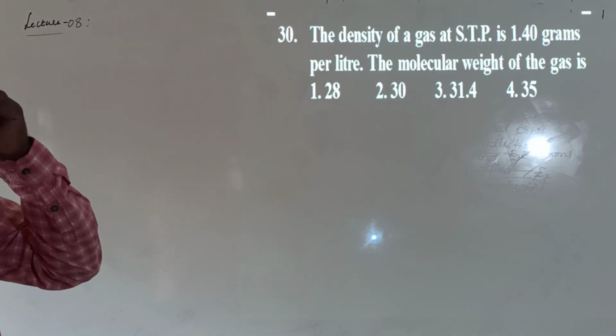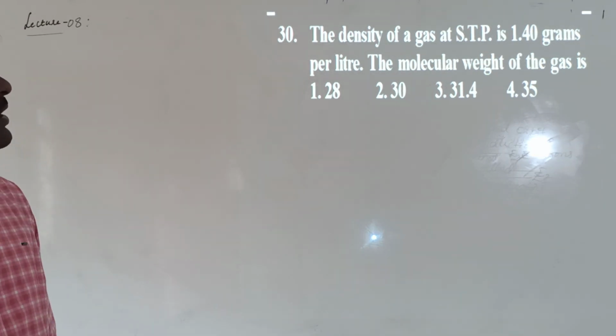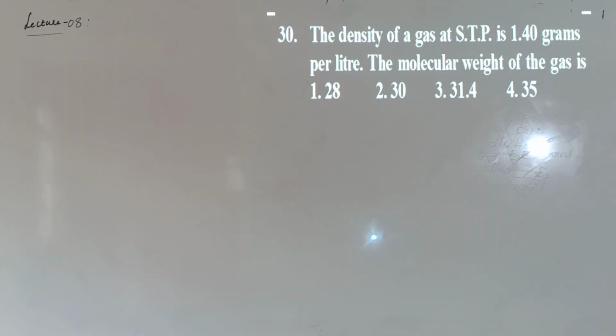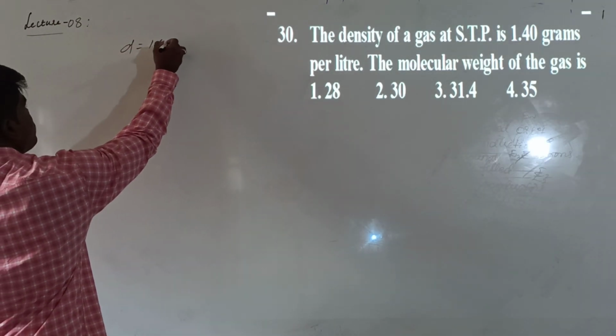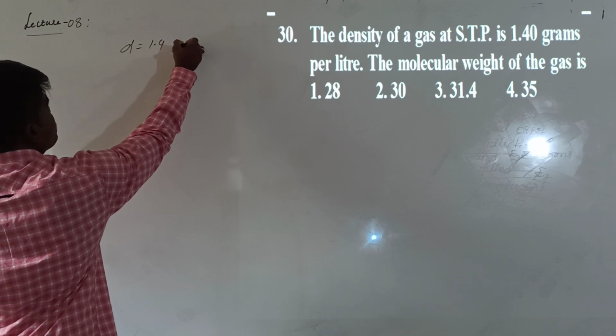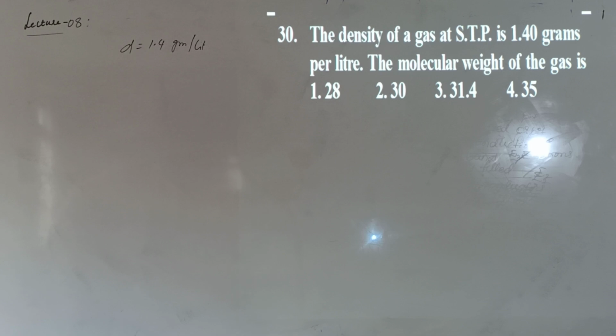Look at the next question. The density of a gas at STP is 1.4 grams per liter. What is the molar weight of the gas? He has given the density of the gas, 1.4 grams per liter, and is asking us to calculate the molecular weight.